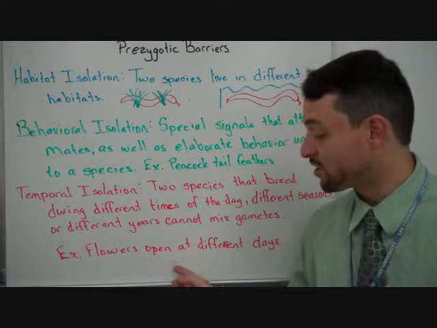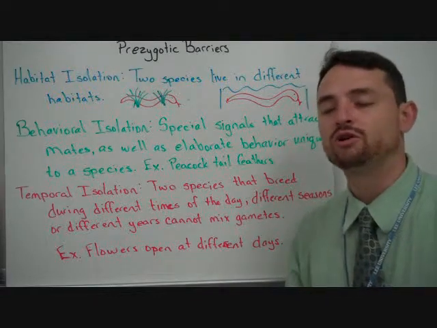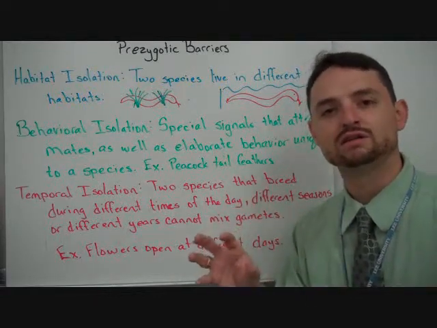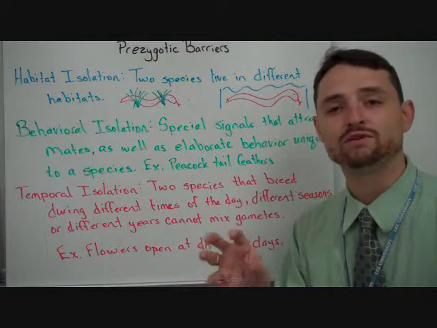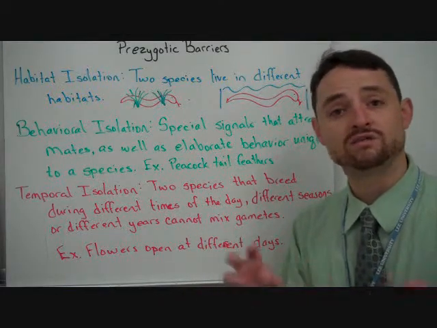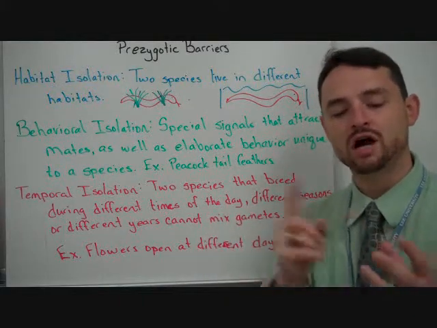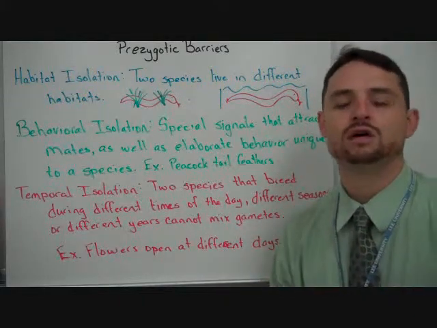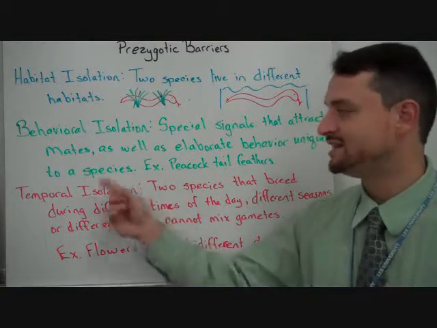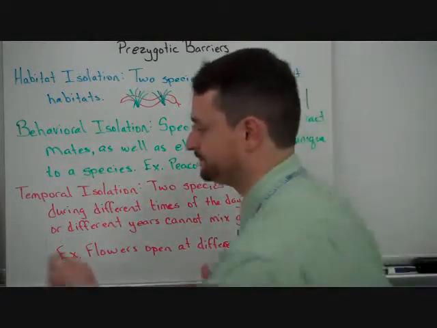But because the flowers are open at different times of the day, or at slightly different times of the month for a particular season, or different times of the year or whatever, if those flowers aren't open at the right times, then they're not going to be fertilized by those pollinators. So that's temporal isolation.